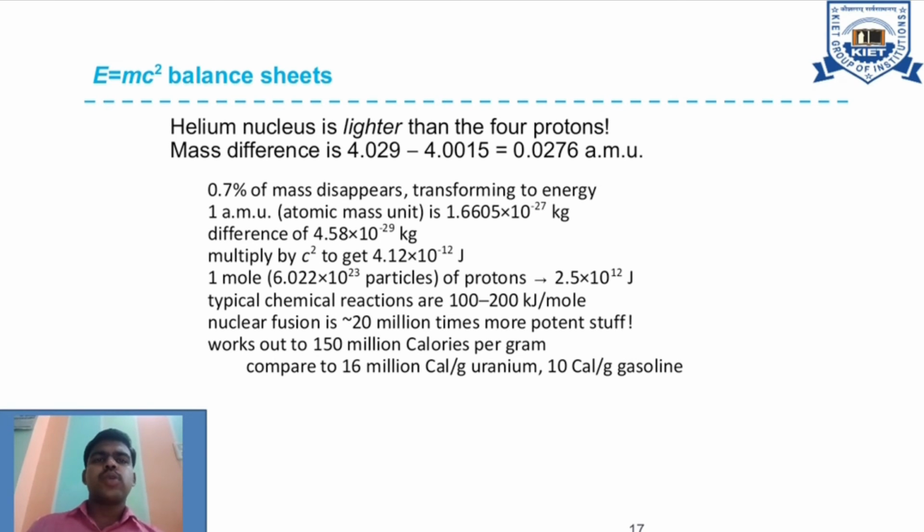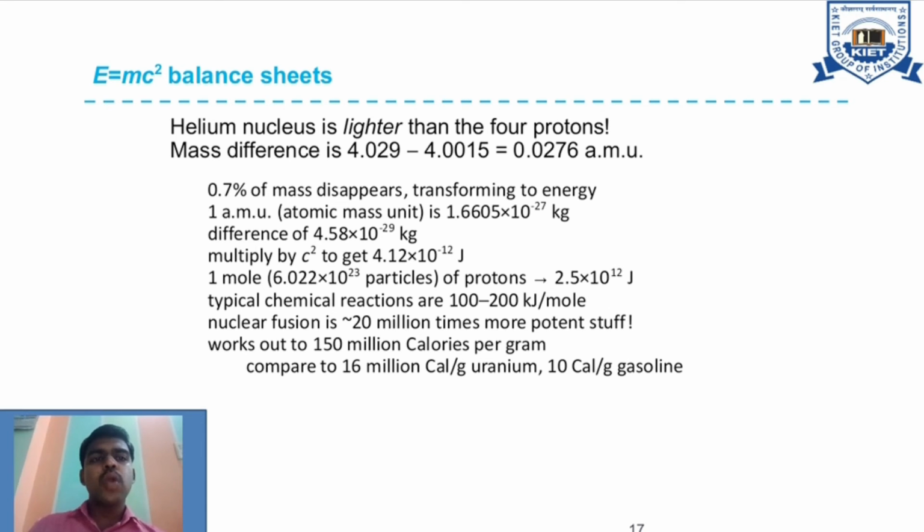E equal to mc squared balance sheet. This is our general scientific formula we people are discussing from our schooling days, because the helium nucleus is lighter than the 4 protons, 0.7% of the mass disappears. It is getting transferred to energy. 1 AMU is equal to 1.6605 as we discussed in the previous slide. What is this calculation? Why are we doing this?